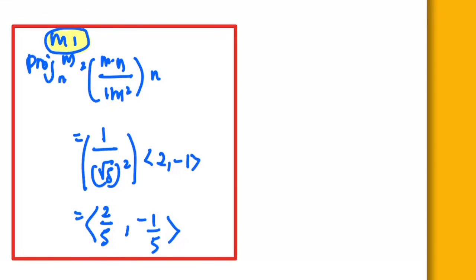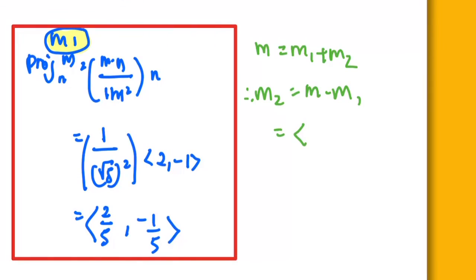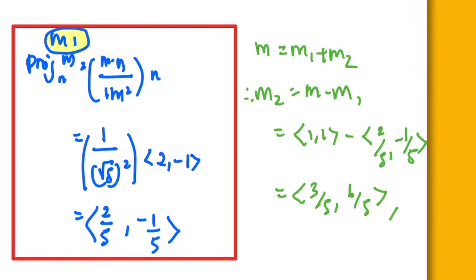So since we have our M1 right now, it is possible for us to find M2. So let's use the formula. M is equal to M1 plus M2. Therefore, M2 is equal to M minus M1. Let's put in our M, 1, 1, minus our M1, which is 2 over 5, minus 1 over 5. So the answer here you'll get is 3 over 5, 6 over 5.